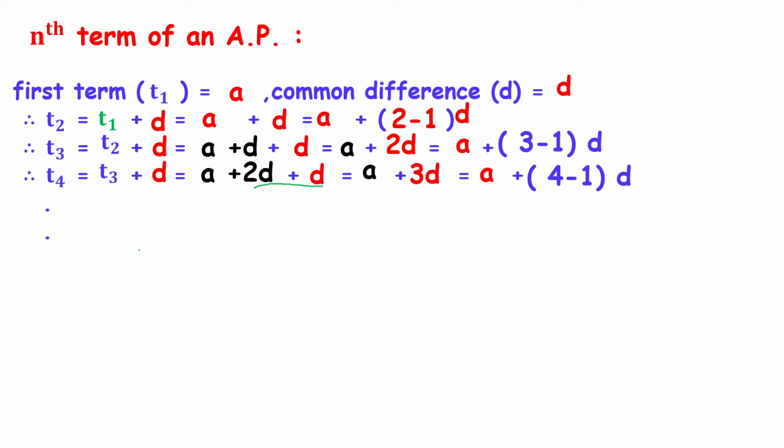We continue up to n terms. Then how to write the nth term? The first term is A. We subtract 1 from 4, 1 from 3, 1 from 2, therefore we subtract 1 from n, therefore (n minus 1) into D.